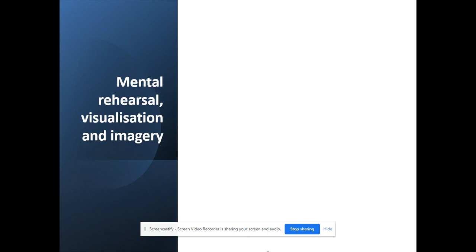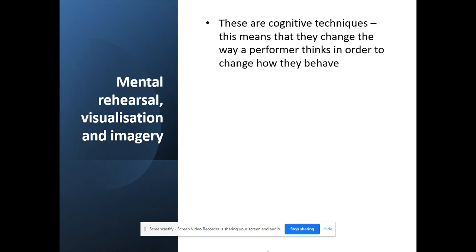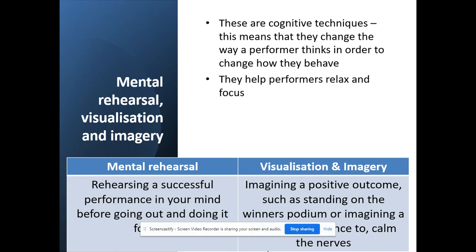Right, the next one then is mental rehearsal, visualization, and imagery. This is very much what Owen Farrell was doing when he's tracking the flight of that ball. So these are cognitive techniques, which means they're to do with your mind. This means they change the way a performer thinks in order to change the way they behave. They help the performers relax and focus. Okay, so just some key information for you there with the differences between mental rehearsal and visualization and imagery.